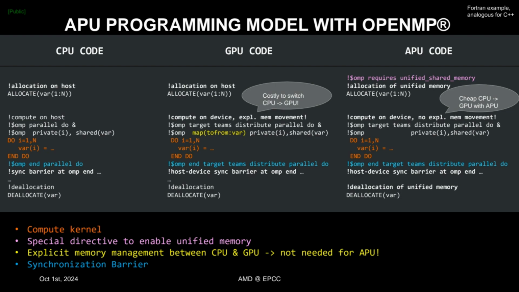So you see that for the CPU code, you're only on the CPU, so you don't worry about the GPU. There's no memory management. For discrete GPU, you have to explicitly call this OpenMP directive that will move your memory from the CPU to the GPU. And that can be costly in most cases. On the other hand, on the APU, you see that there's no yellow here. You don't have to do that, provided that you include this special directive, which requires unified shared memory. And that's going to handle it for you. You don't need to worry about the explicit management.